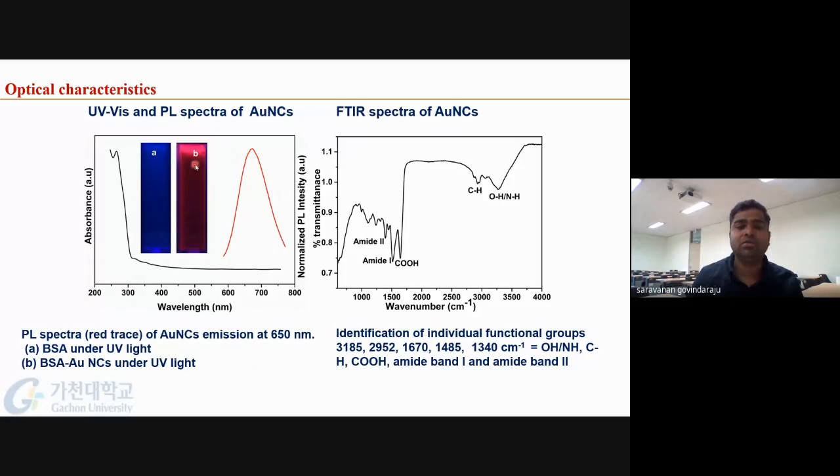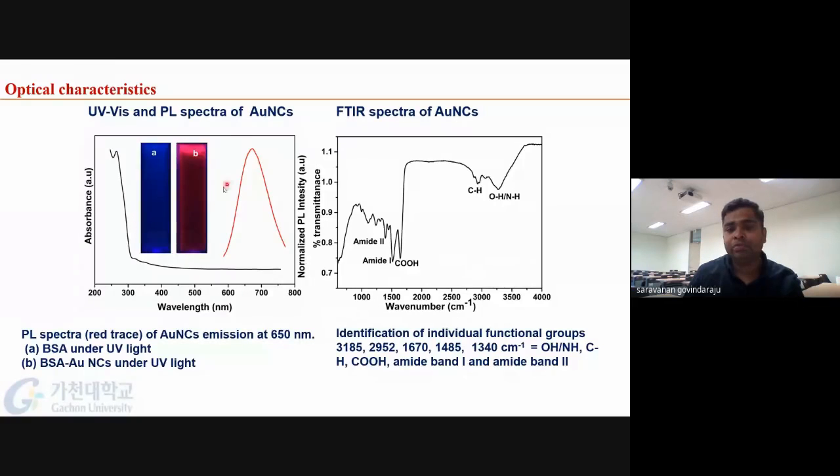red fluorescent gold nanocluster. For that red gold nanocluster, the PL intensity, the PL emission of the gold nanocluster, was around 650 nanometers. And the UV for that gold nanocluster shows around 260 or 270 nanometers. This is the pi and pi-star band for the gold nanocluster.